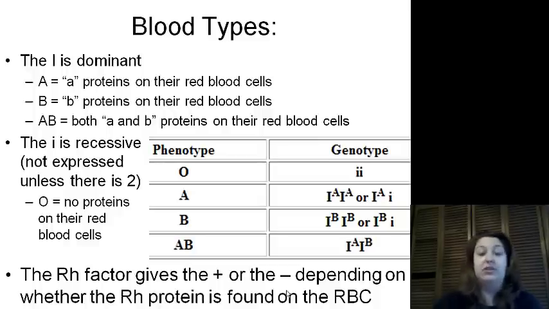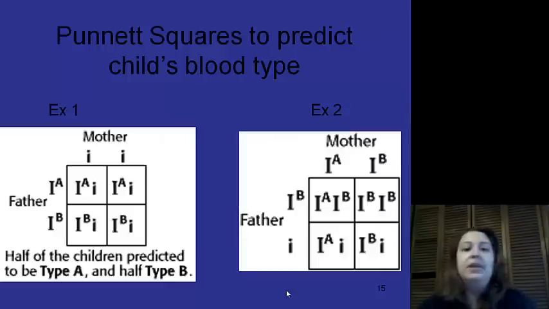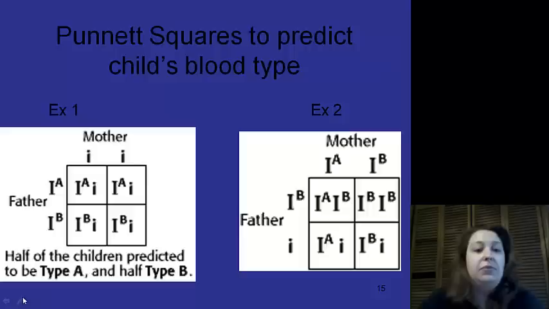Punnett squares are used to predict a child's blood type, 1 single child's blood type. We use the genotypes, which are the letters, and we say that the mother here is type O, so we know that she has a little i and a little i. We use a 4-box square, and we put 1 allele, or 1 of those letters, on top of 1 box, and the other on top of the other box.